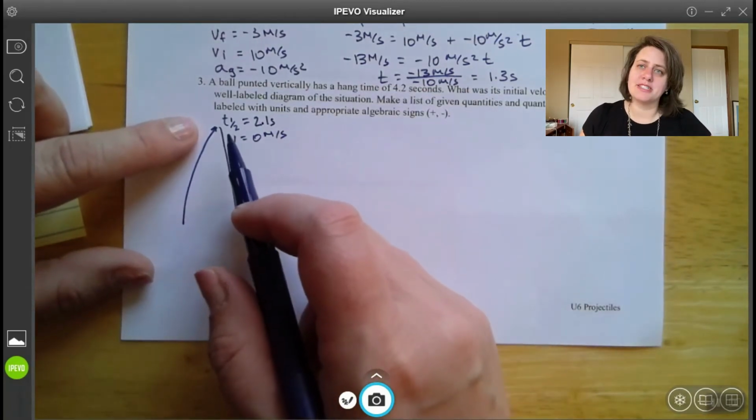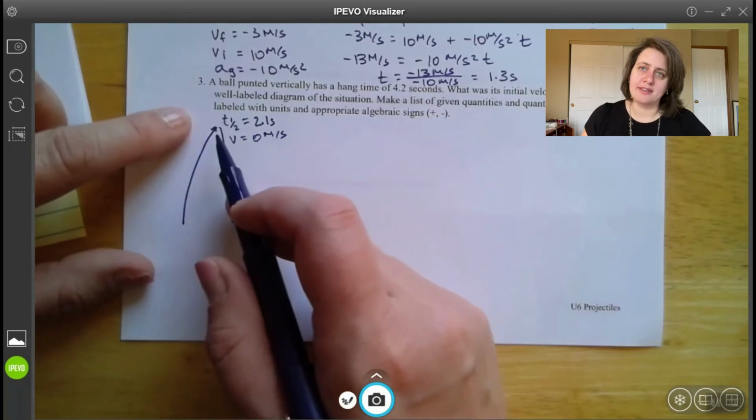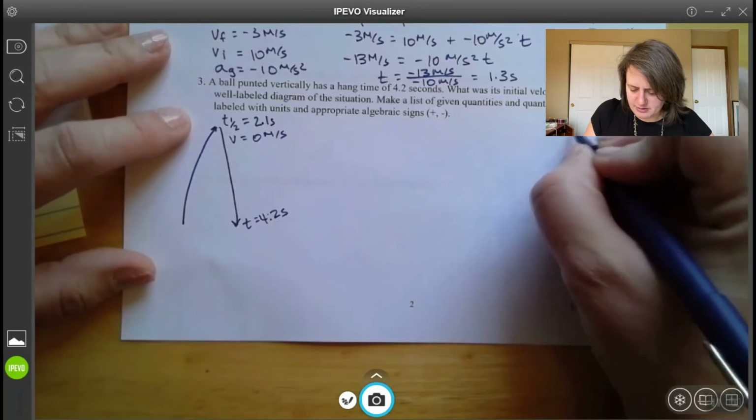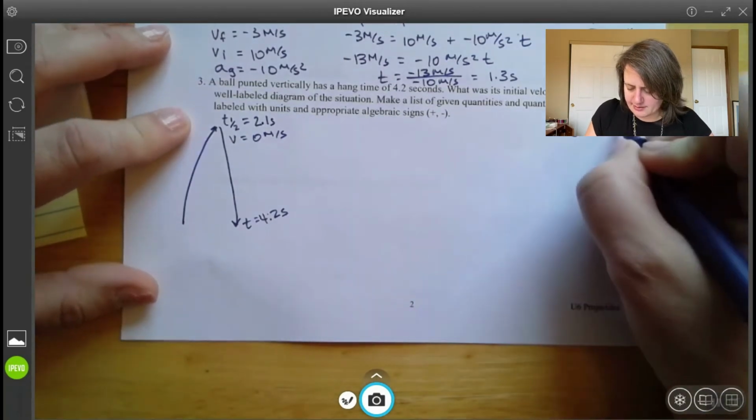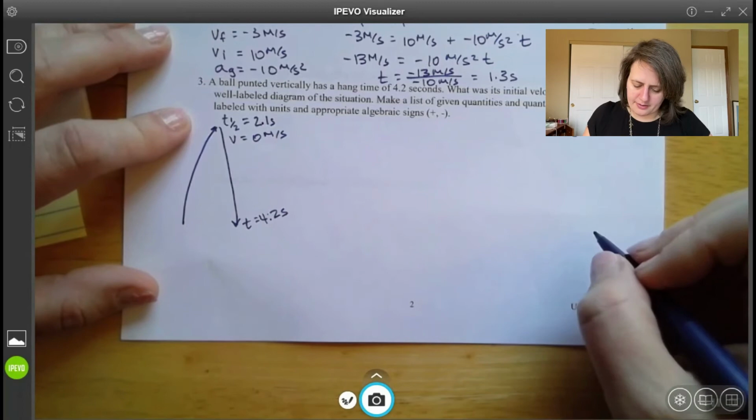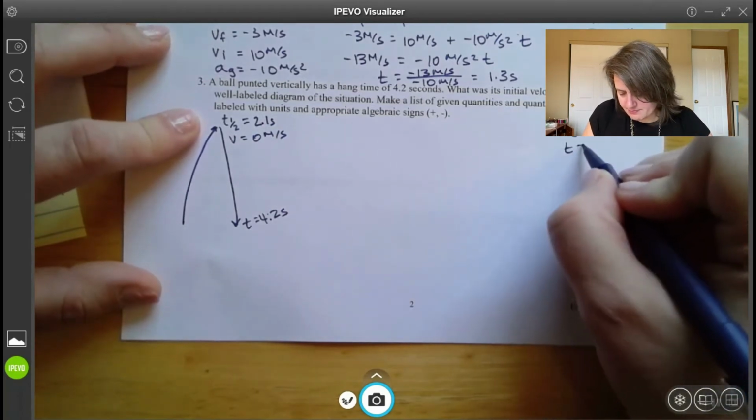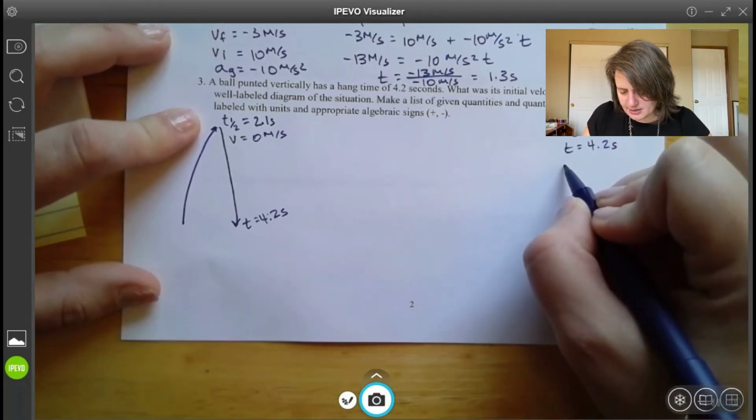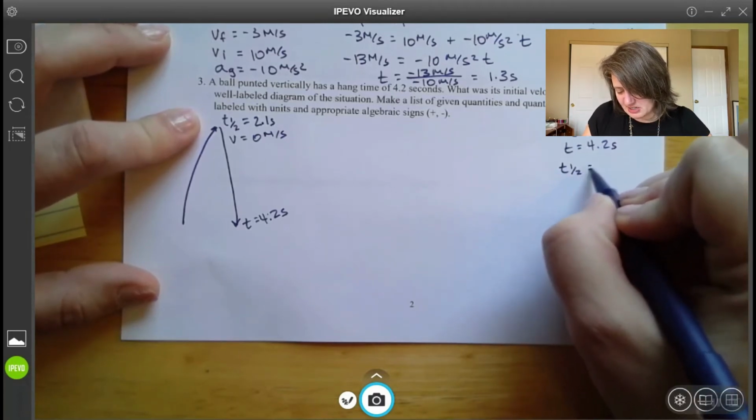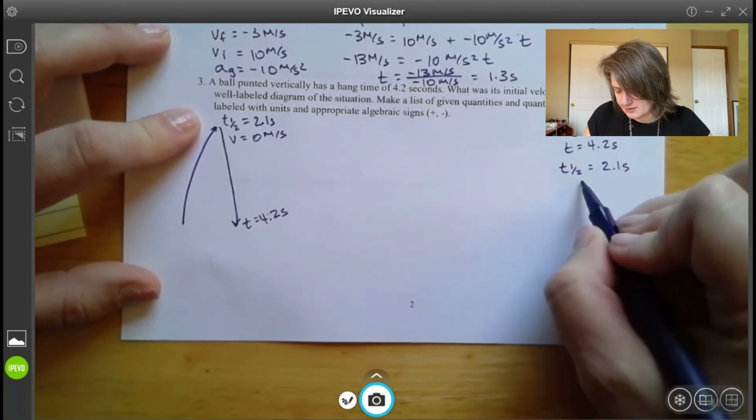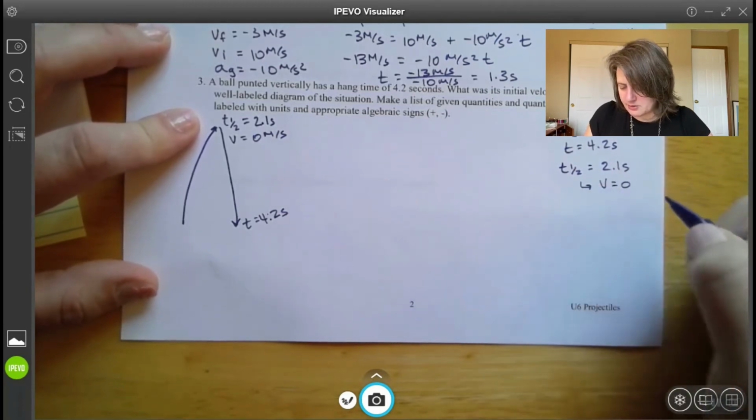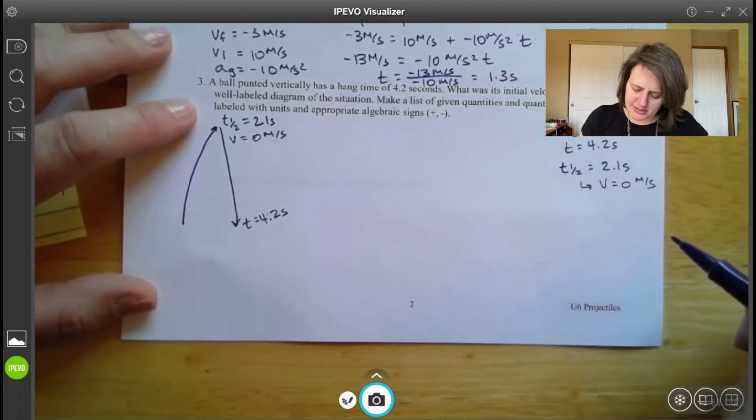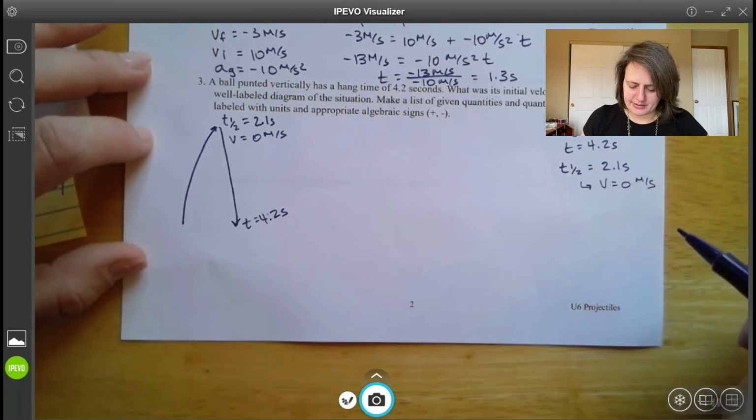It's important that we understand what's going on at that point, because it helps us to be able to solve problems. So, things that we know. We know that our acceleration due to gravity is minus 10 meters per second squared. We know that our total time is 4.2 seconds. We know that what I call half time, 2.1 seconds, and then at that point, our velocity equals 0 meters per second. We're asked to find initial velocity. Do we have enough to do that?